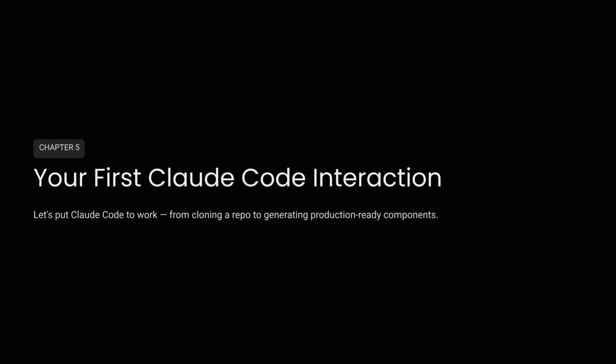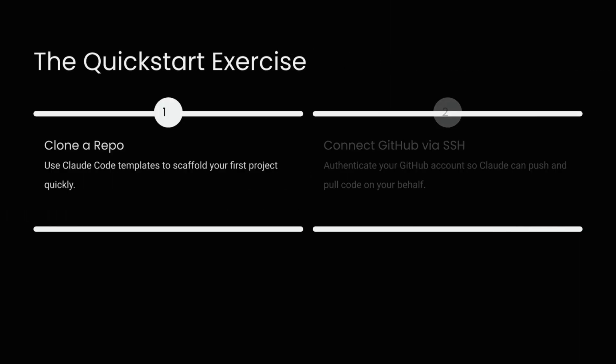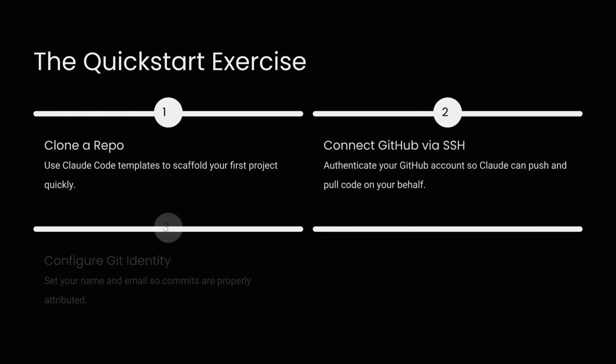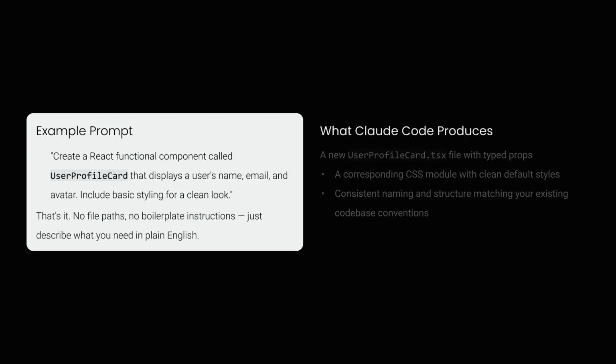Chapter 5 is about your first Claude Code interaction. We'll show you how to clone a repository and generate production-ready components. The Quick Start exercise involves 4 steps: cloning a repo, connecting GitHub via SSH, configuring your Git identity, and activating the VS Code extension to connect to your project. A simple example prompt is, create a React functional component called User Profile Card that displays a user's name, email, and avatar. Claude Code then produces the new component file and necessary styling, following your codebase conventions.